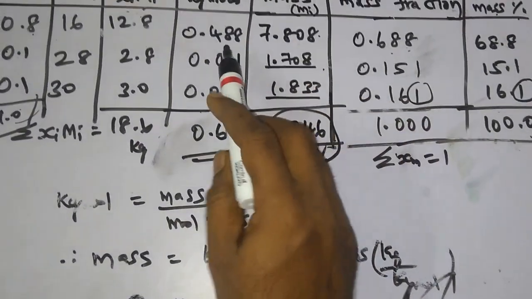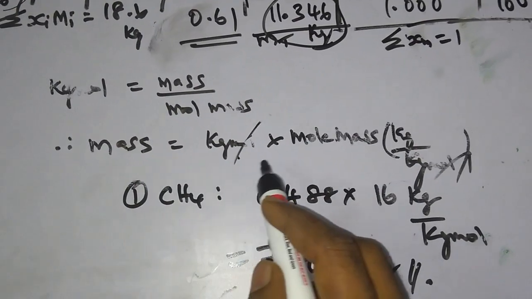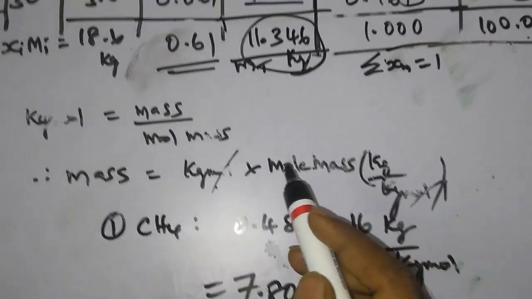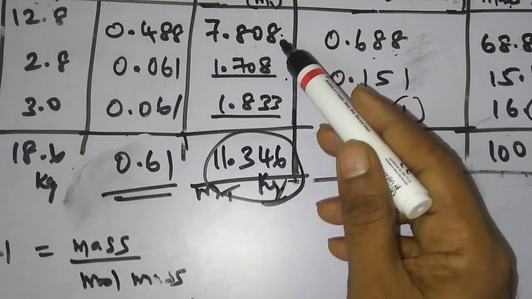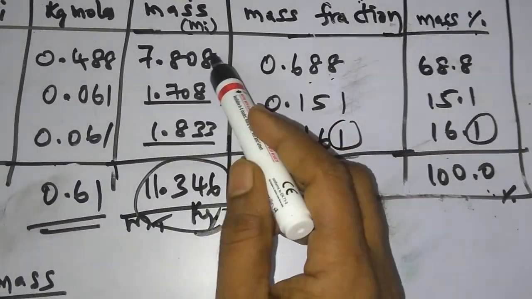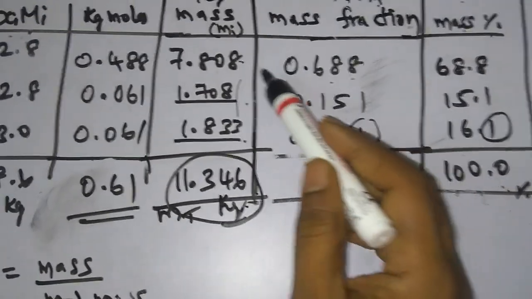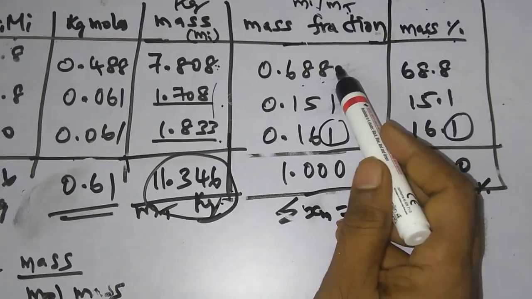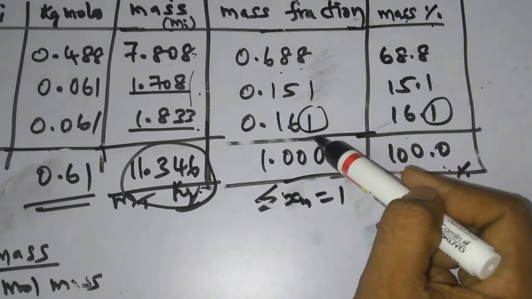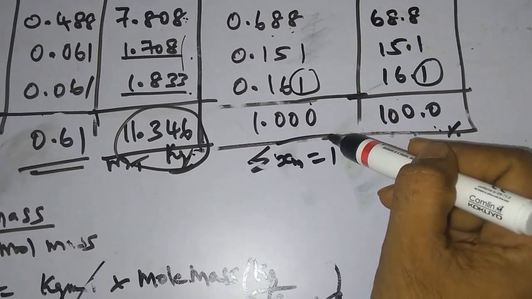Okay. So then we converted to mass. So mass is equal to kg mole into molecular mass. So we have obtained the corresponding masses for all the three components. Then we found the mass fraction, mass by total. When we sum the individual masses, we get total mass. So individual mass by total mass is the mass fraction we obtained for all the three components, and we cross verified that the summation of these three is 1.